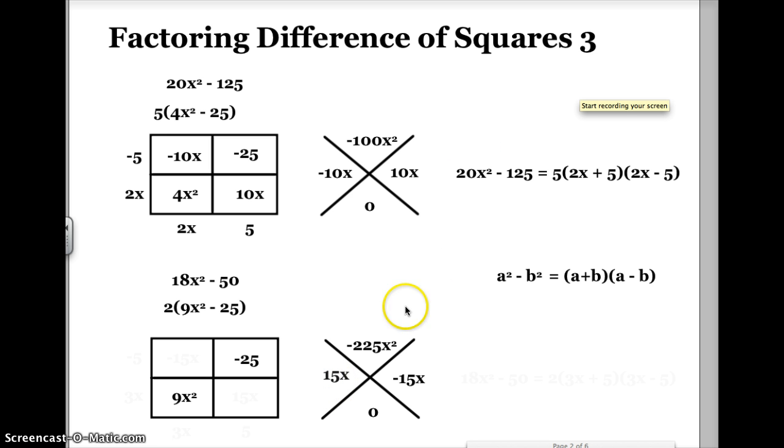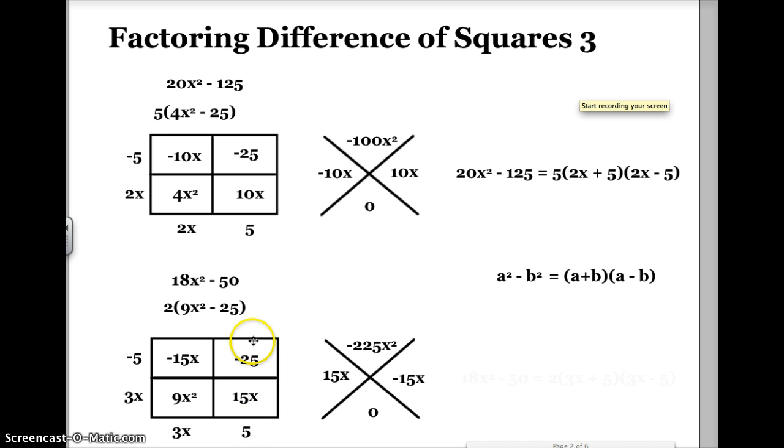I clicked on the wrong boxes, but I have a positive 15x and a negative 15x. So let's put those in those boxes. And on this row, I can factor 3x out. If this dimension is 3x, and my area is 9x squared, that has to be 3x. If this is 3x, my area is negative 15x, that's got to be minus 5. If this is 3x and my area is 15x, this has to be positive 5.